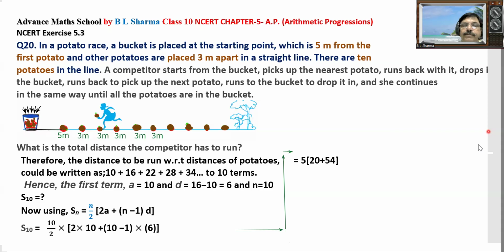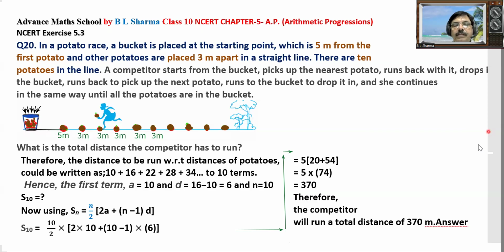74 into 5, 370. That's all. So therefore, the competitor will run a total distance of 370 meter. Answer. That's all.